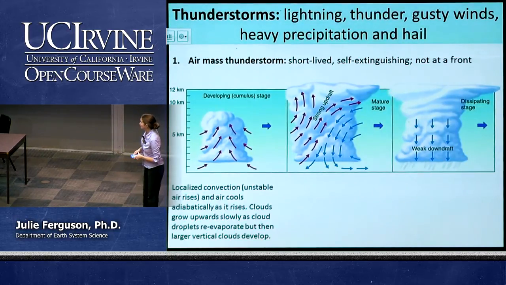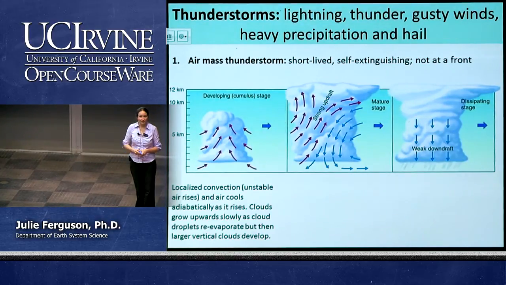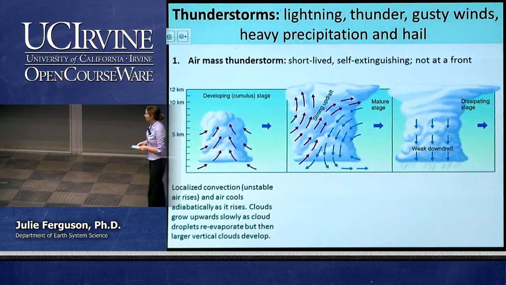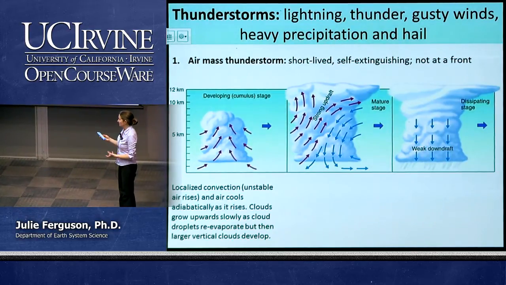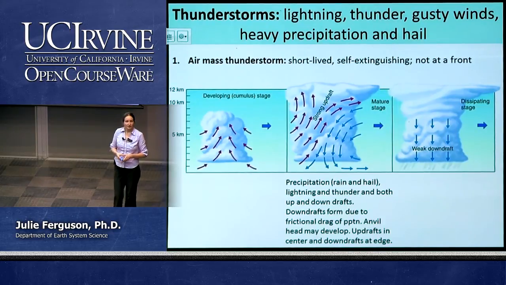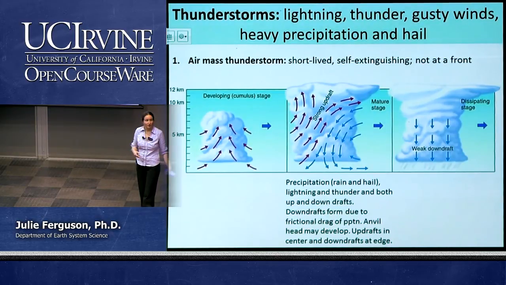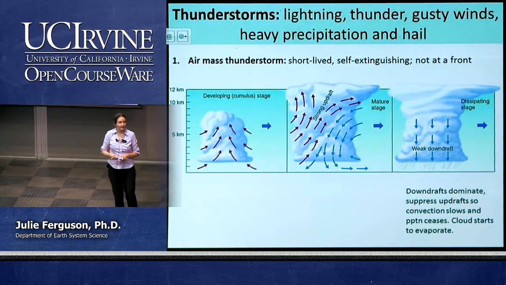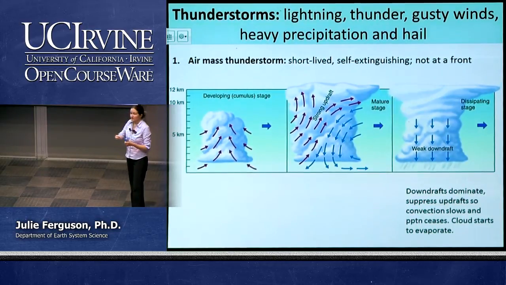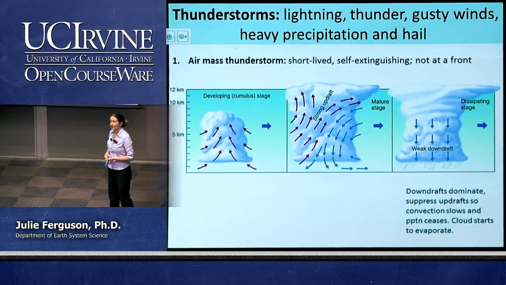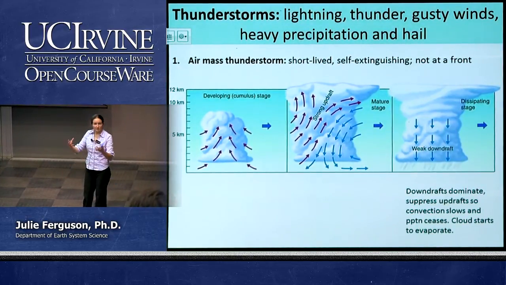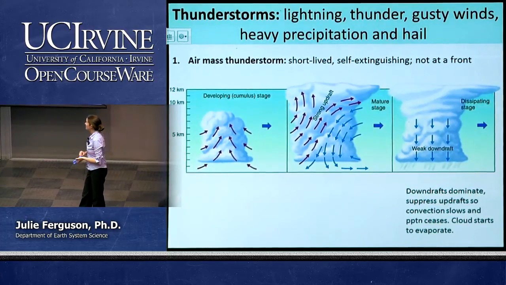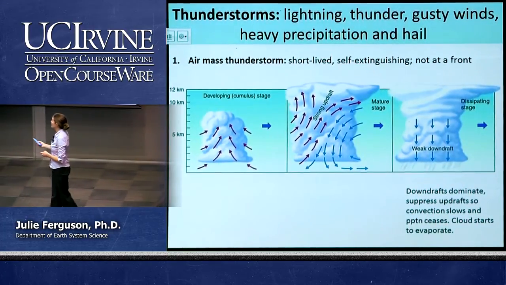So I have some little notes there. Localized convection: we have unstable air, so that air rises, cools, water vapor condenses, and we get clouds, and those clouds grow. In this stage, we have precipitation, that can be rain and or hail, and we have lightning and thunder as well, and we have both updrafts feeding the cloud and downdrafts where that precipitation is happening. But finally, our little thunderstorm tends to dissipate, and that's because those downdrafts end up dominating that cloud. And so that really stops those updrafts, it stops that upwards movement, and so our cloud starts to evaporate up high in the atmosphere.